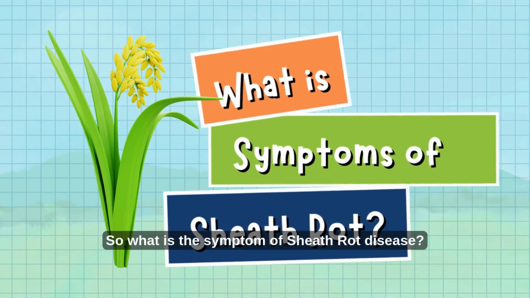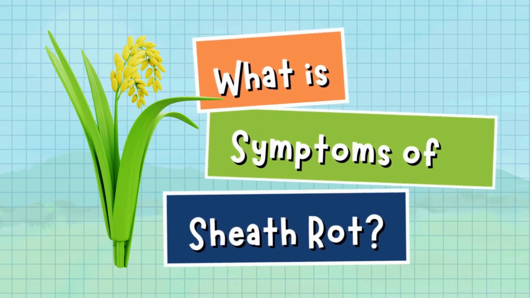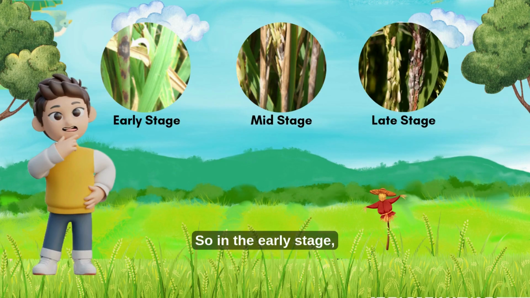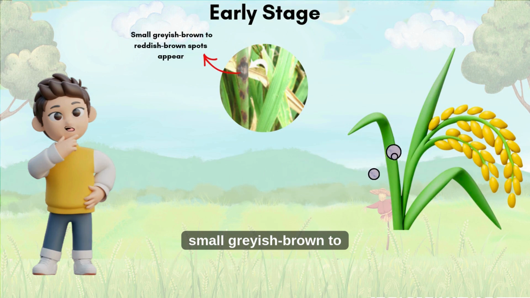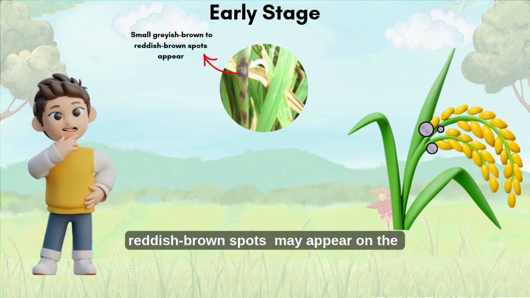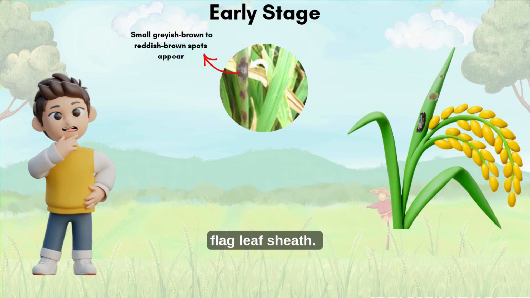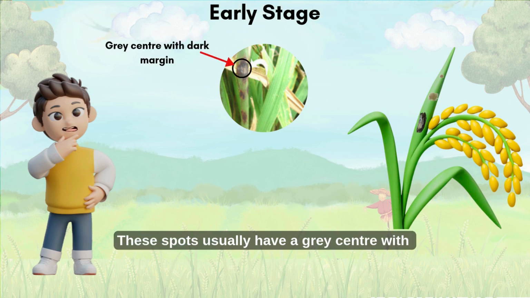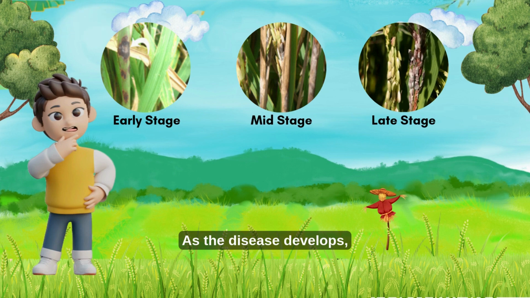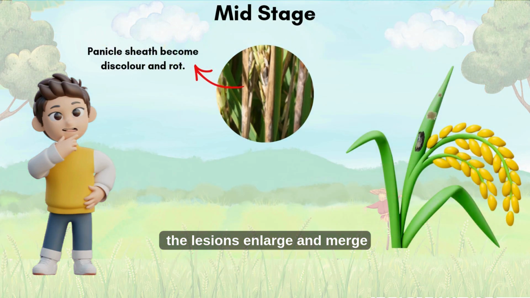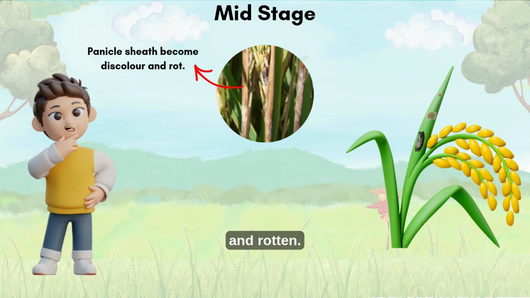So, what are the symptoms of sheath rot disease? In the early stage, small greyish brown to reddish brown spots may appear on the flag leaf sheath. These spots usually have a grey center with a dark margin. As the disease develops, the lesions enlarge and merge, causing the sheath to become discolored and rotten.